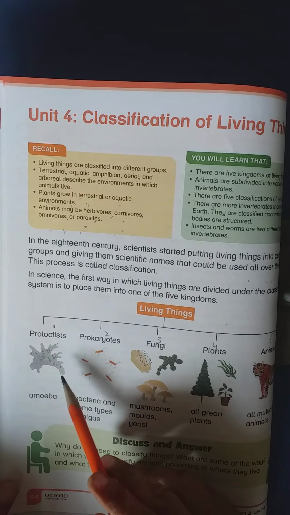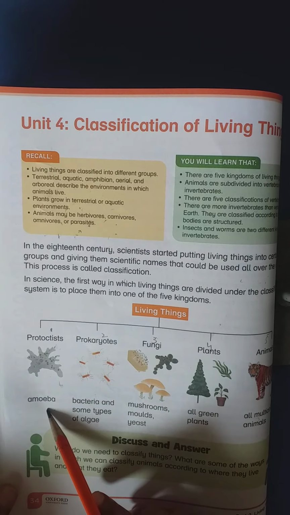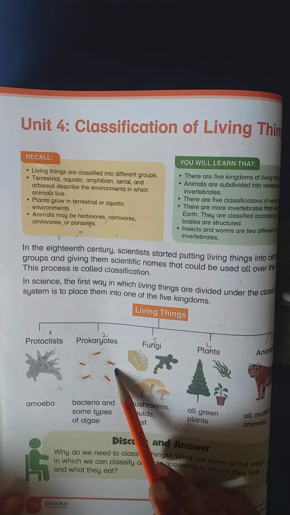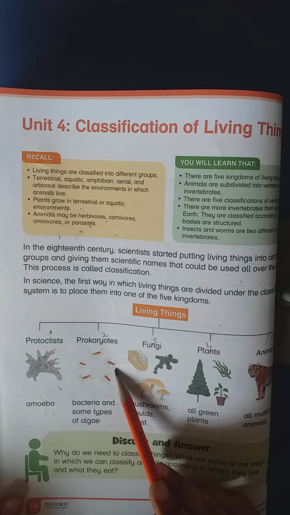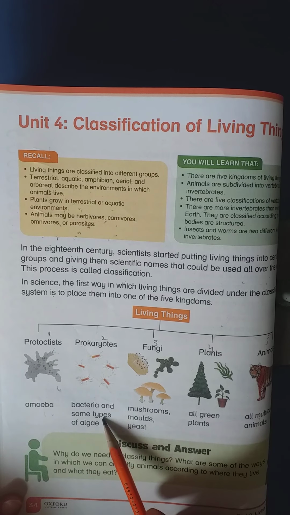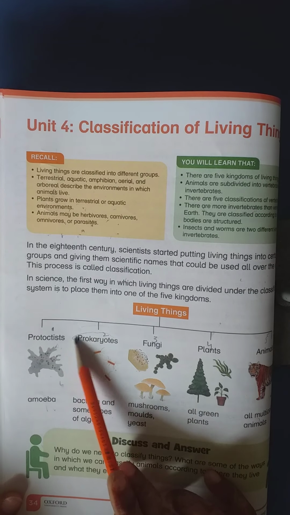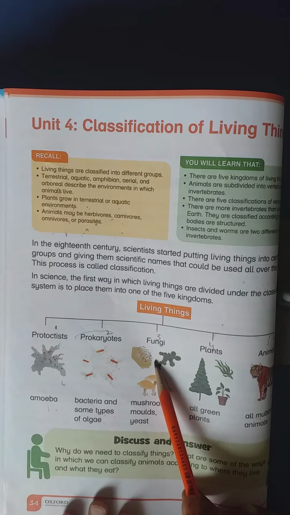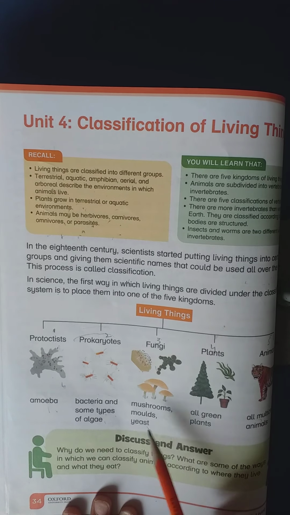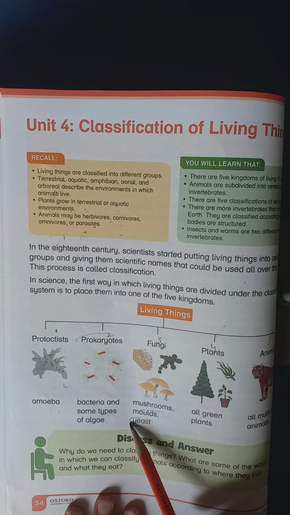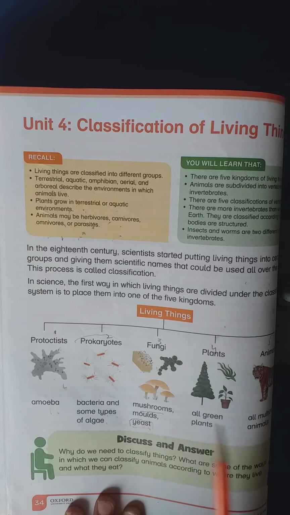An example of this first kingdom, protoctists, is amoeba. Number 2, prokaryotes. These are also unicellular. It means they also contain a single cell but they do not possess any nucleus. Bacteria and some types of algae are put into this kingdom. And number 3 is fungi. As you already know about yeast and mushrooms, which are edible, and yeast which is used in baking and making bread, these belong to kingdom fungi.